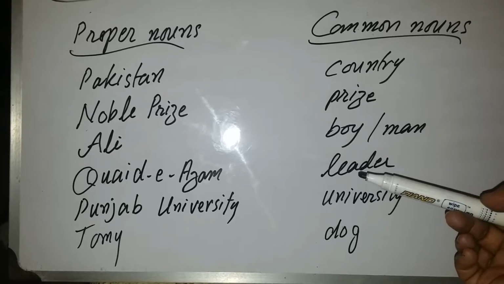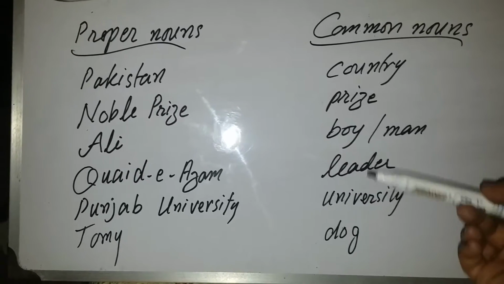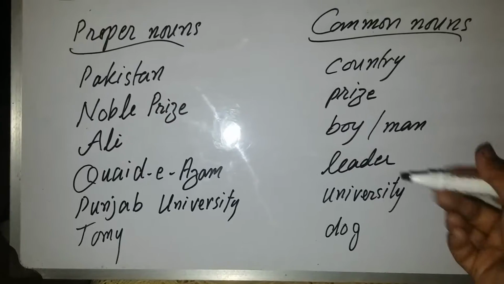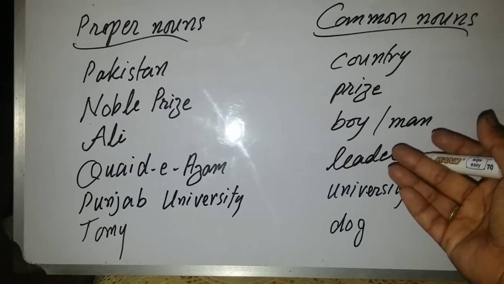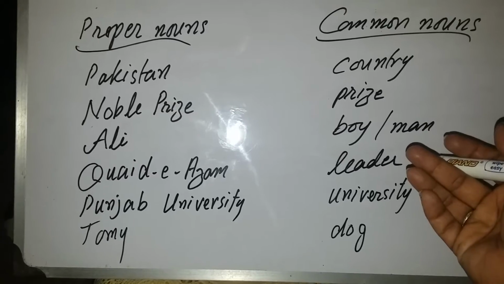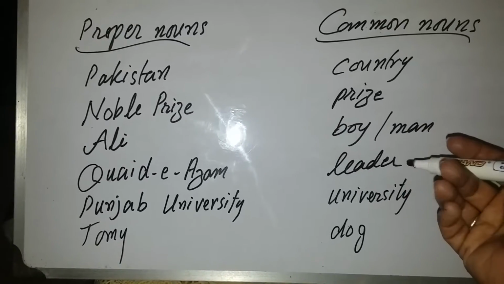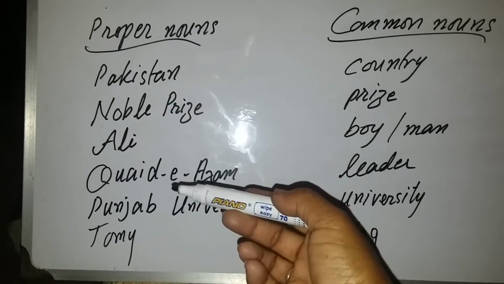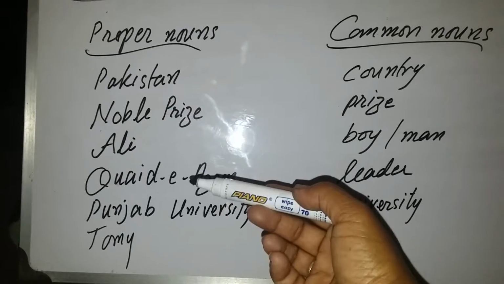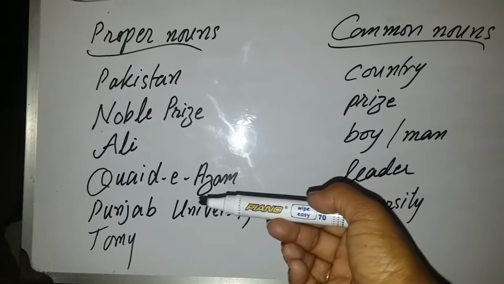For example, if I say he is a great leader, it means anyone, a person. I am talking about any person and telling about him that he is a great leader. But if I say Quaid-e-Azam, it is a specific name of a leader. Quaid-e-Azam is a specific noun.